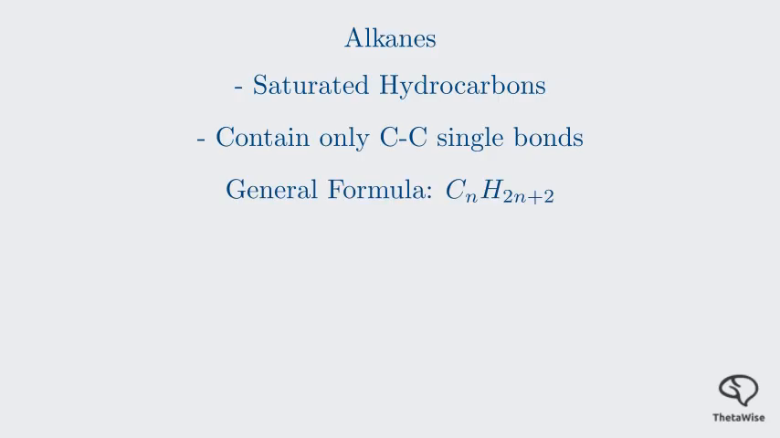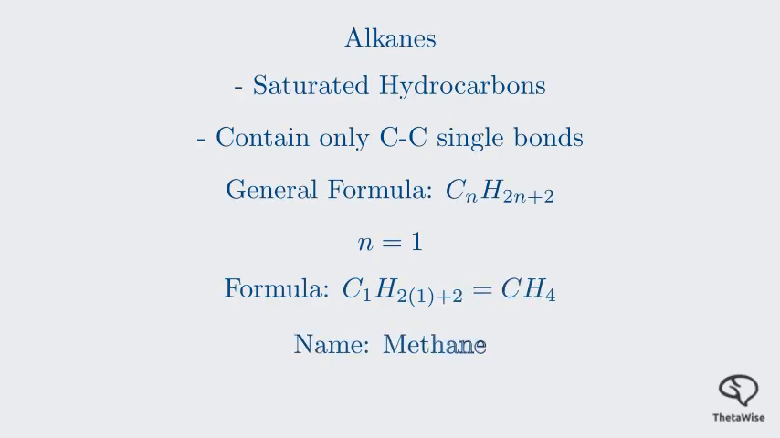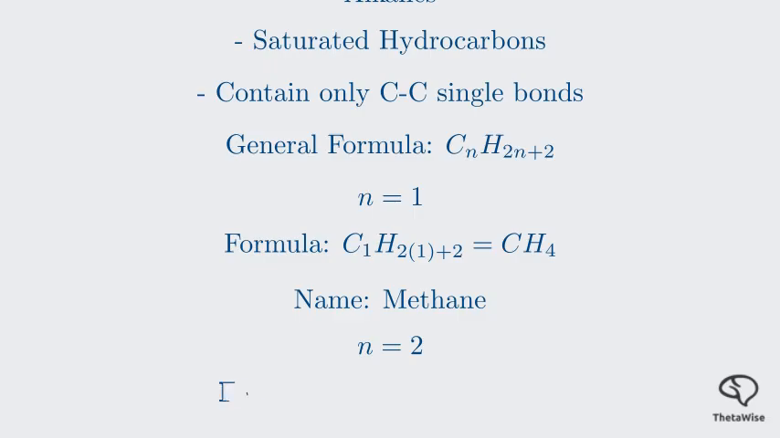Let's look at an example. The smallest alkane has 1 carbon atom, so n equals 1. Plugging that into our formula, we get C1H(2 times 1 plus 2), which simplifies to CH4. This compound is called methane, the primary component of natural gas. For 2 carbons, n equals 2. The formula gives us C2H6.